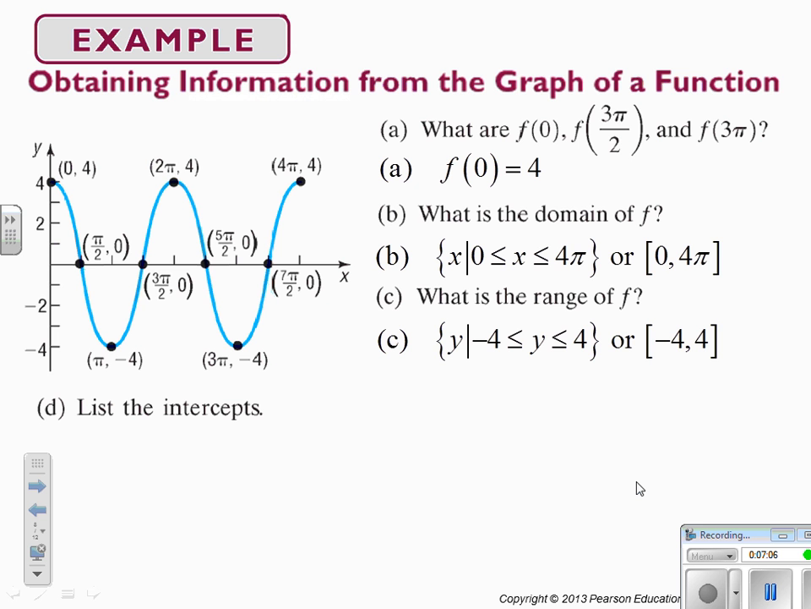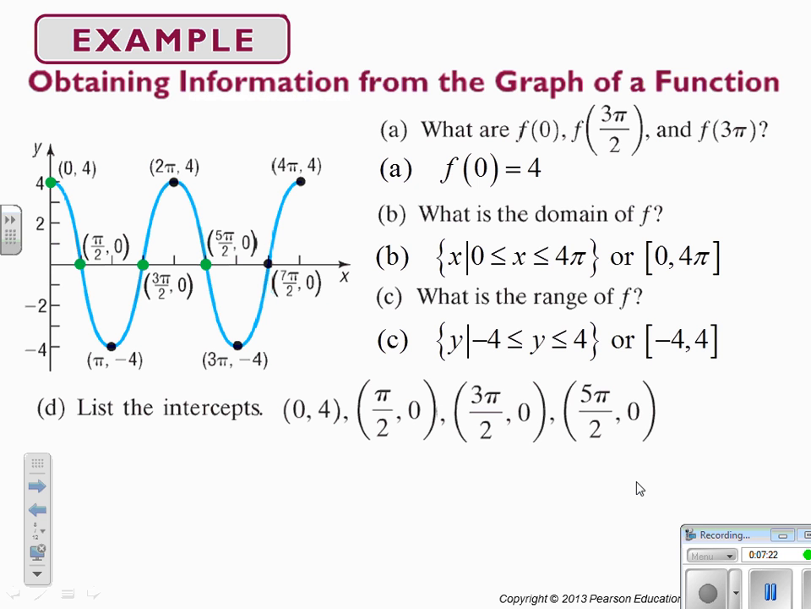All right, so let's list the intercepts. So we have the y-intercept at (0, 4), an x-intercept at (pi over 2, 0), an x-intercept at (3 pi over 2, 0), an x-intercept at (5 pi over 2, 0), and an x-intercept at (7 pi over 2, 0). Can we see a pattern in those x-intercepts? That's why we spend so much time finding patterns in math.